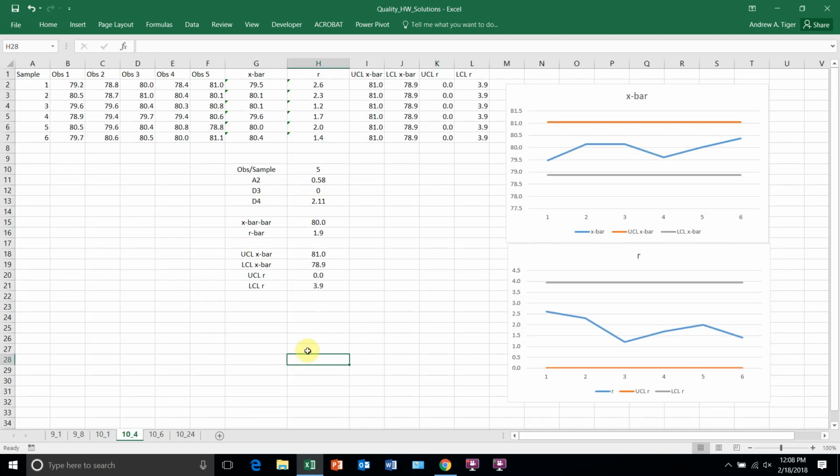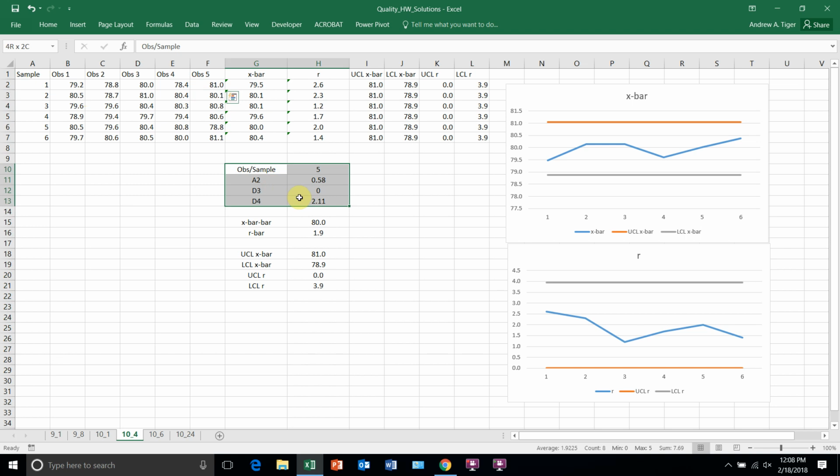10.4, they want you to build control limits for a process that has continuous numbers. It was a little bit tricky. What they gave you were 6 samples, and there were 5 observations per sample. And you could lay the data out any way you want, but this is probably the better way to do it, because as you go into the future, you'll always get more samples, but every time you take a sample, you'll get 5 observations.